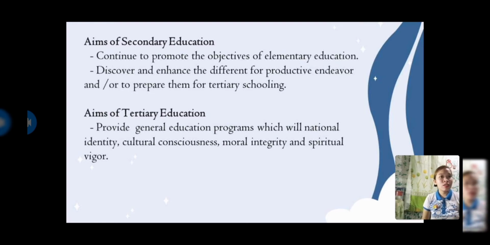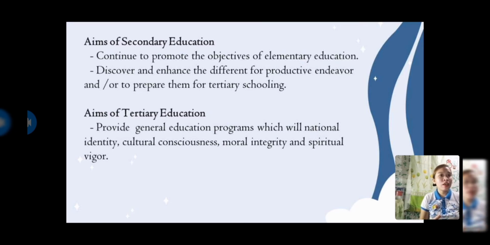So let's go to the secondary education. In secondary education, it aims to continue to promote the objectives of elementary education, discover and enhance the different abilities for productive endeavor, and prepare them for tertiary schooling. So in secondary, what they learned in elementary is continued and developed in secondary to prepare them when they reach the tertiary level.